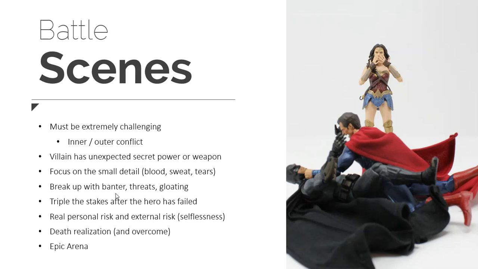You can also break up the fight scene with banter, threats, or gloating. There can be a bit of character. Usually they trade a few blows and then they stalk around each other and offer threats. And like I said, usually the villain wins at first. So that's when they start gloating. And then somehow when the hero seems like he's defeated, he rallies and comes back.